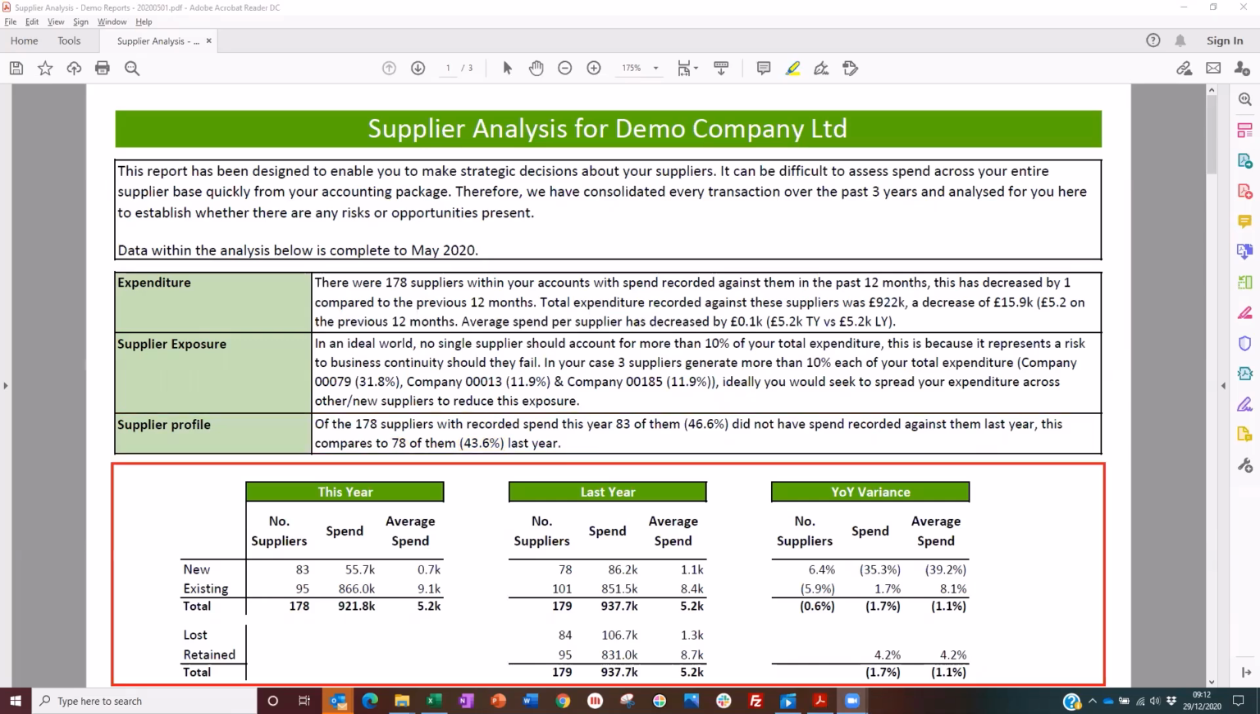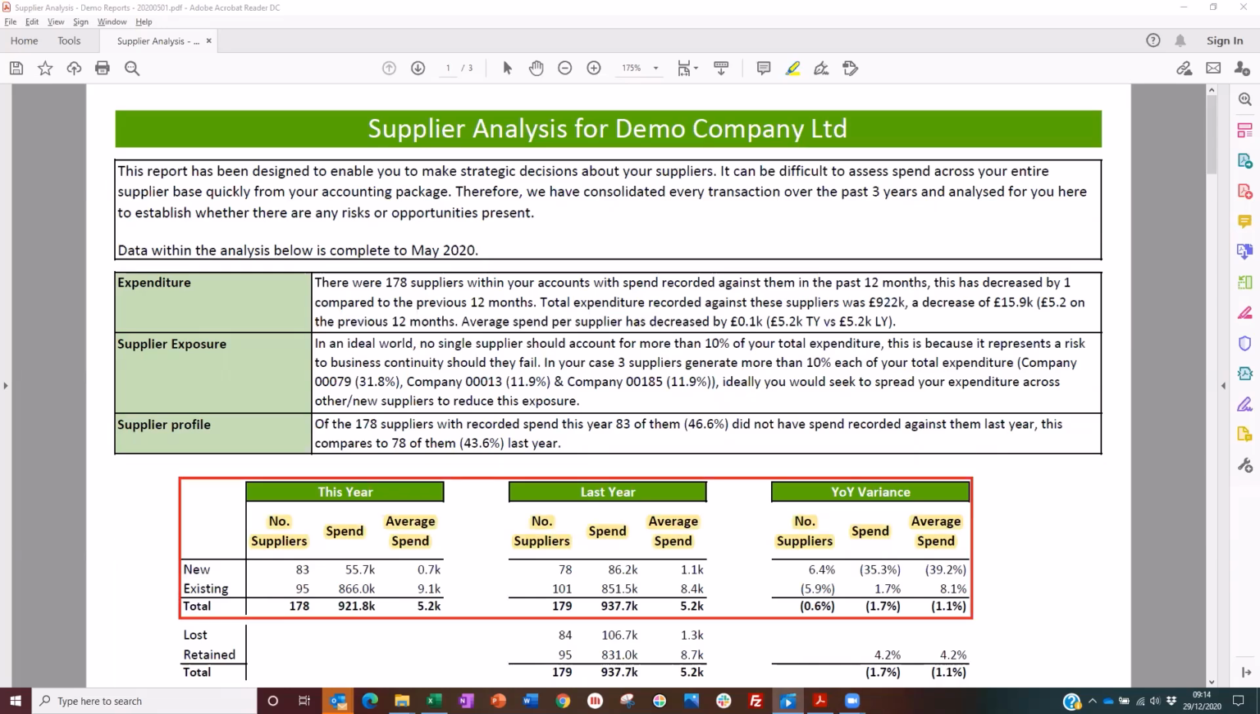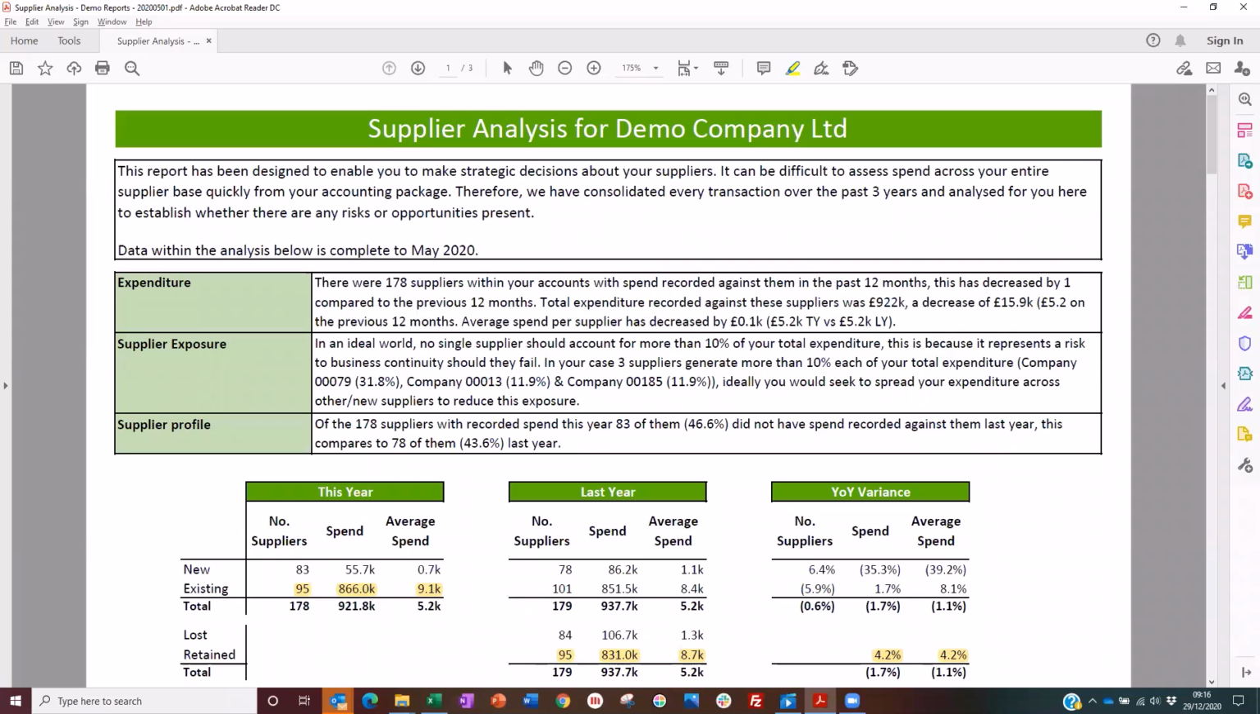The next section allows you to compare the supplier segmentation over each of the last 2 years. You can compare the number of suppliers, total spend, and average spend per supplier for new and existing suppliers over each of the last 2 years, the amount spent with existing suppliers this year compared to last year, and the amount spent with new suppliers this year compared to the amount spent with lapsed suppliers from the previous year.